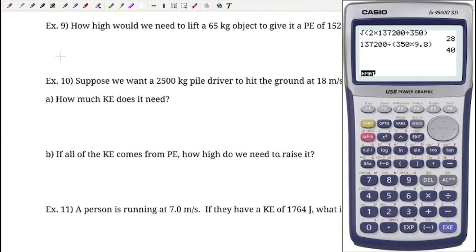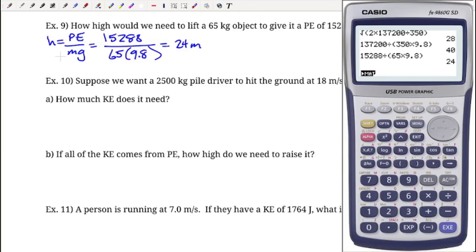Let's keep going. Example number 9. How high would we need to lift a 65 kilogram object to give it a potential energy of 15,288 joules? You should be able to do this one. Pause your video, try it on your own, then come back and see how you did. And it turns out you would need to give it a height of 24 meters. Pause your video if you need to write anything down, and we'll keep going.